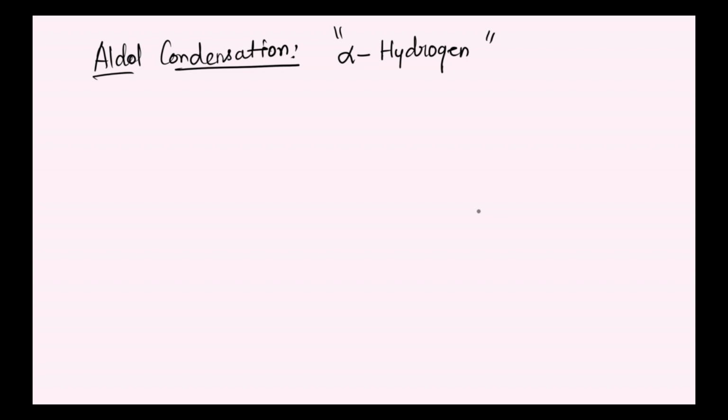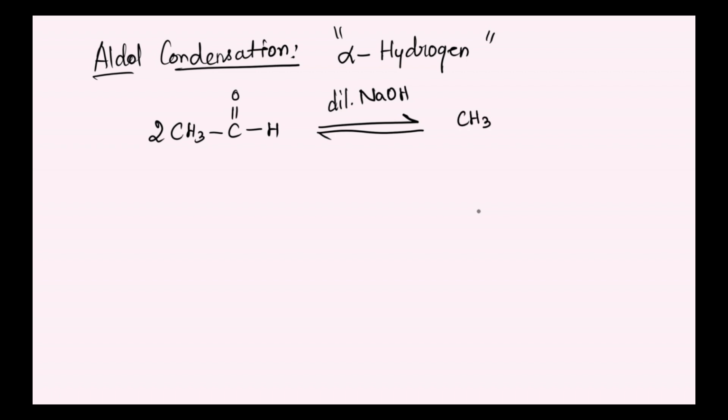Okay. So what is formed? What is happening over here? I'm going to tell you with the mechanism. Watch it carefully. First thing first, let me take a simple aldehyde that is having an alpha hydrogen, CH3CHO. 2 moles of aldehyde undergoing reaction with dilute NaOH. So the product formed is CH3CHOH CH2CHO. It's just a condensation.